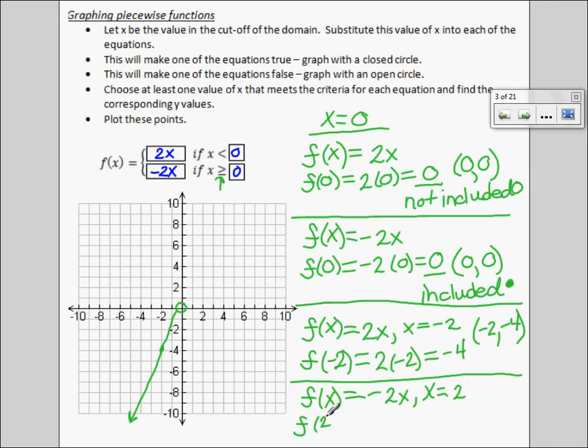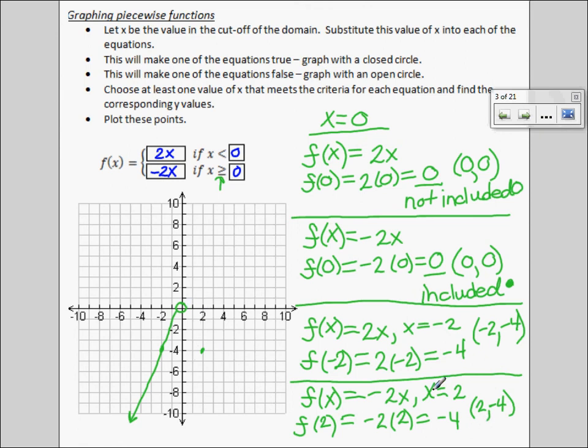So the function at 2 of negative 2 times the variable, which we'll replace with 2, gives us negative 4. So we'll have the point 2 for x and then negative 4 for our y value. So we plot that. We have 2, we go down to 4, and that makes our second point.